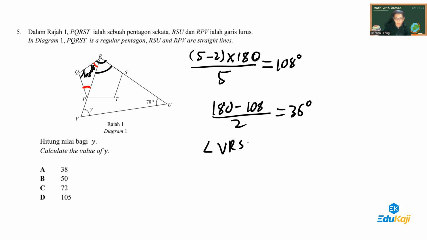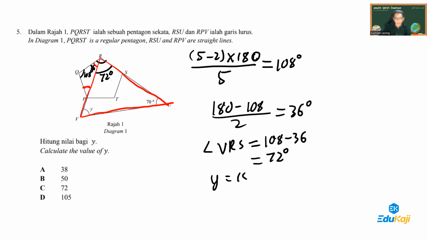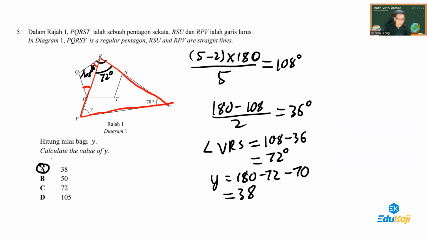Angle VRS is 108 minus 36, 72 degrees. Then I can use this triangle, triangle RUV. The total angle in the triangle is 180 degrees. So y will be 180 minus 72 minus 70. So 180 minus 72 minus 70 is 38. Answer A, 38.